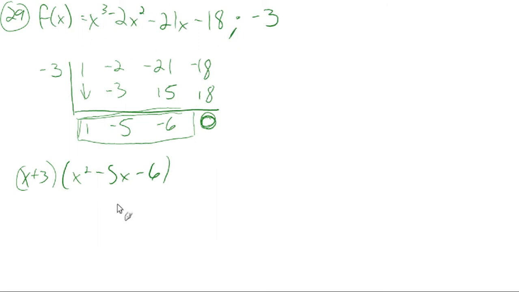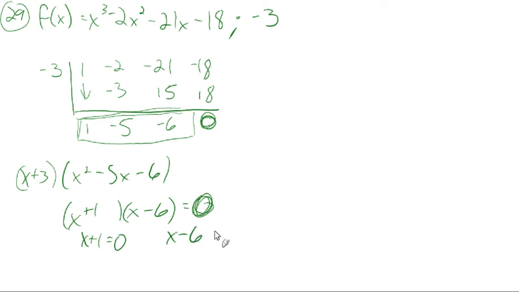So if we want to find the rest of the zeros, we then just need to find the zeros of this guy right here. So to find the zeros of this guy right here, we will factor it. It's a simple factoring problem. That'll be x plus 1 and x minus 6. And we'll set that equal to 0. And so x plus 1 has to be equal to 0, or x minus 6 has to be equal to 0. So x is negative 1, or x is equal to 6.